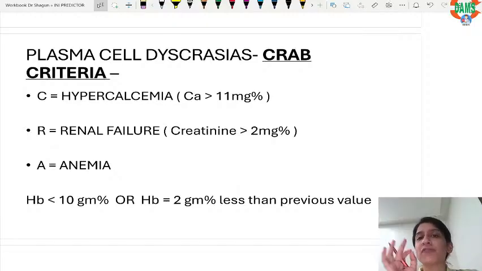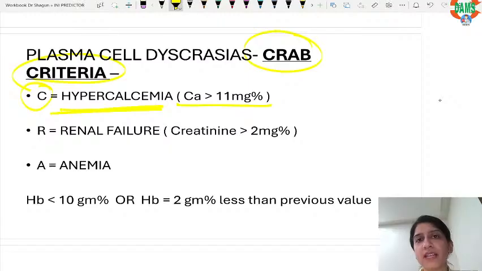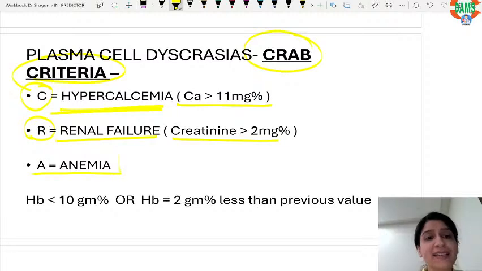First of all, if I'm talking about plasma cell disorders, we need to know about the CRAB criteria, one of the favorite topics of your INI, repeatedly asked. What is CRAB? It is an acronym where C stands for hypercalcemia, meaning calcium more than 11 milligram percentage. R stands for renal failure, when the creatinine value is more than 2 milligram percentage. A stands for anemia.